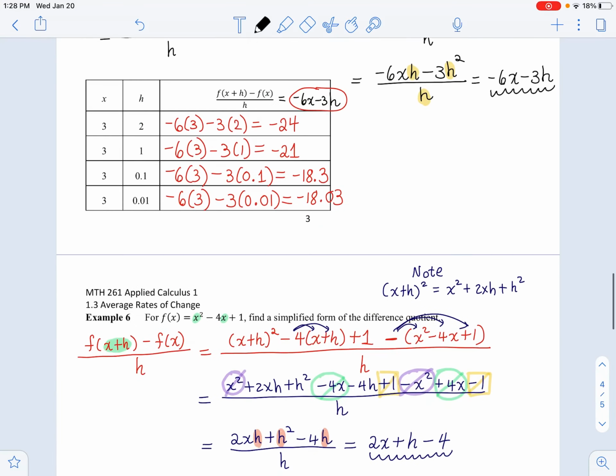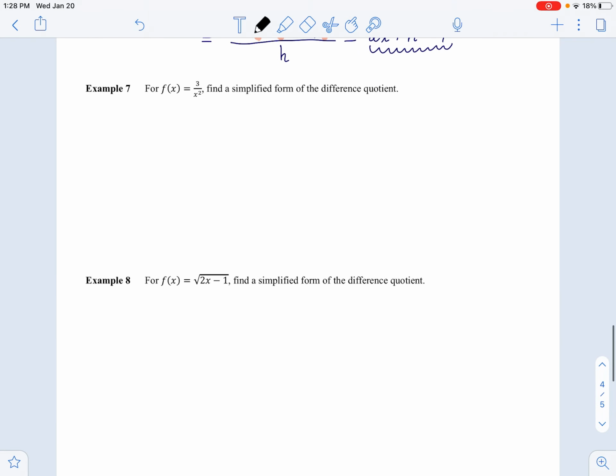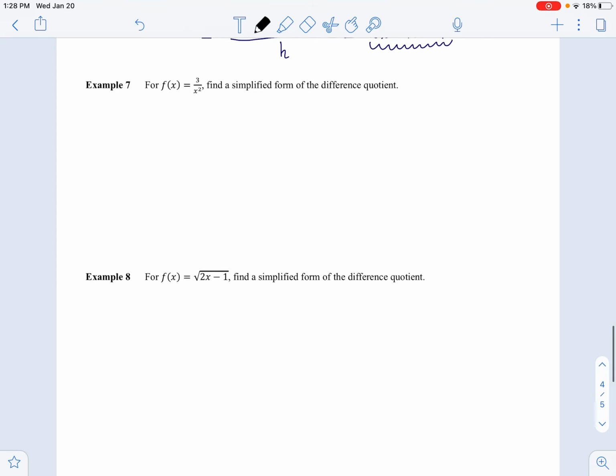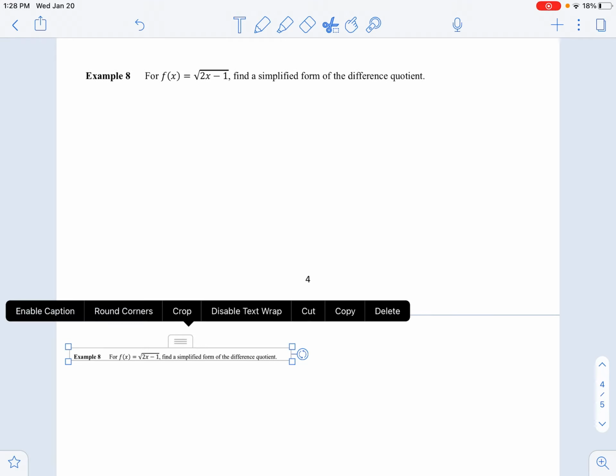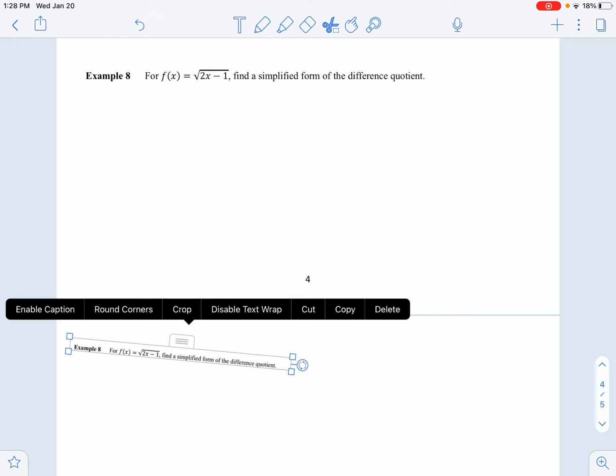But in this video, I'm going to go over 2 more advanced examples. These are a little bit more challenging. Example 7 and example 8. I may need the whole room for example 7, so I will create another page for example 8.